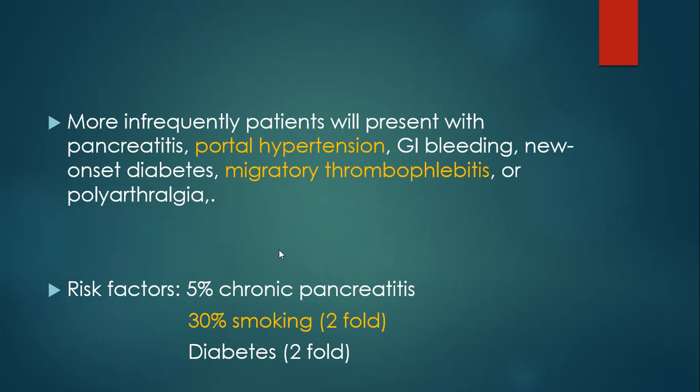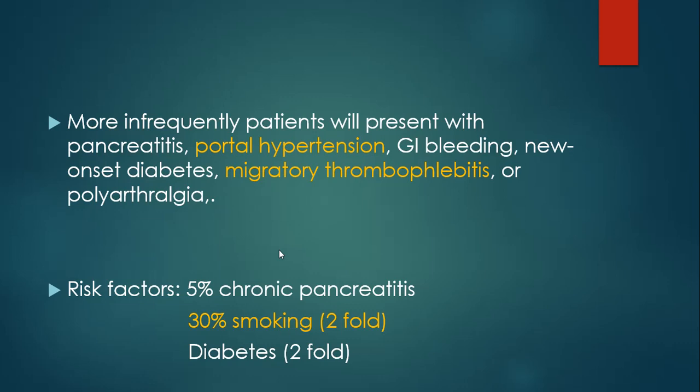More infrequently, the patient will present with pancreatitis, portal hypertension, sometimes gastrointestinal bleeding when the tumor erodes into the duodenal area. Migratory thrombophlebitis, very rarely. It means thrombophlebitis of the veins of the body in a migratory fashion. It starts, for example, in the axillary vein and then goes down and may go into the leg veins. So this is called migratory thrombophlebitis. And polyarthralgia means pain in multiple joints.